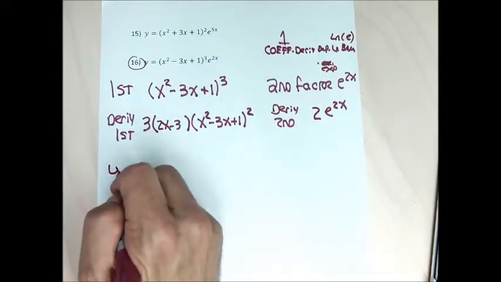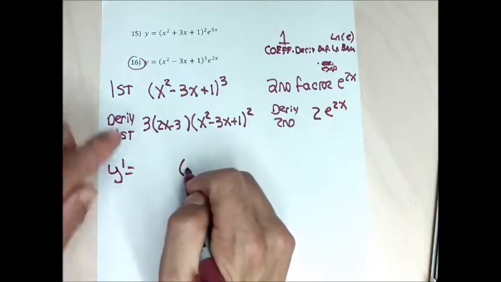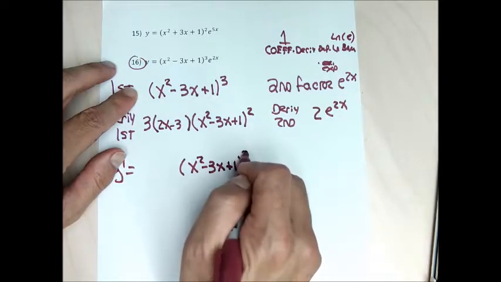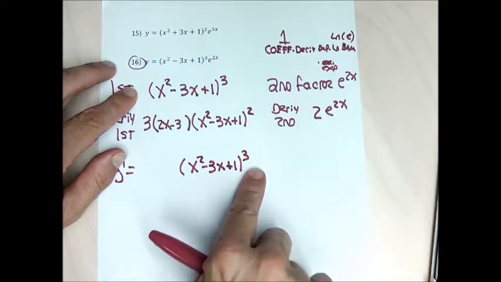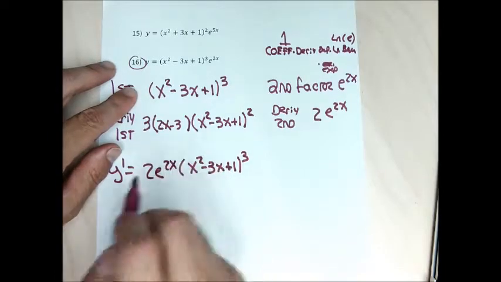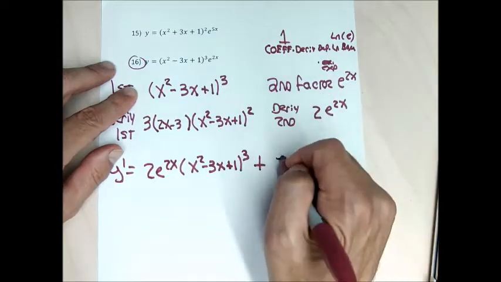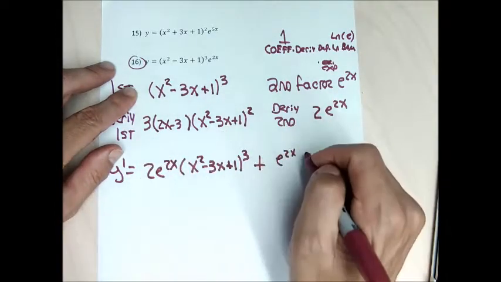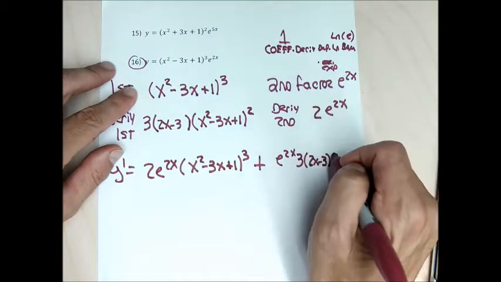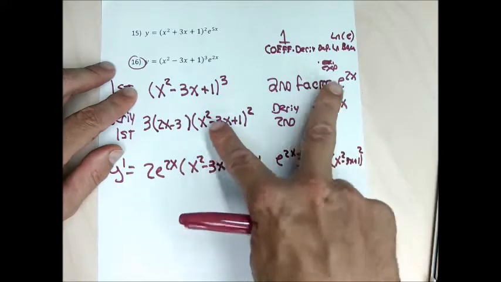So when I go to write my derivative down now, it's first factor times derivative of the second factor. First factor is x squared minus 3x plus 1 cubed. Instead of writing the derivative of the second factor after it, I'm going to write it before it. So that's first times derivative of the second plus second times derivative of the first.